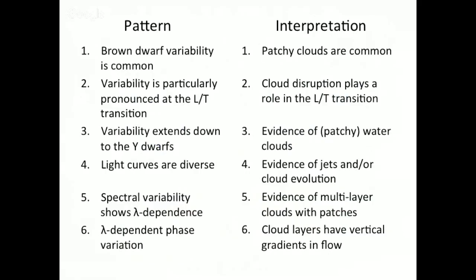OK. So just to summarize, these are the patterns that we're seeing, right? And these are sort of the interpretations that have come out of those. So the commonality of variability suggests that patchy clouds is sort of the norm. It's not something that just magically happens at the LT transition, but it's something that's actually very common for all brown dwarfs and suggests there's a lot more dynamics in the atmospheres than previously predicted. The fact that it's more pronounced in the LT transition suggests that cloud disruption really is a process that's defining that transition. The variability extends down to very cold temperatures.